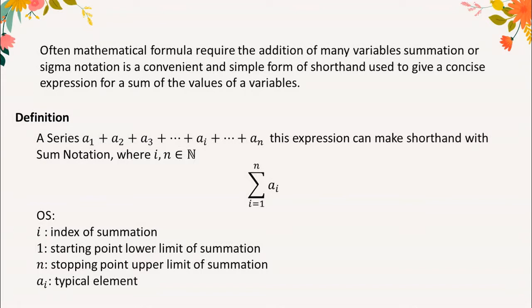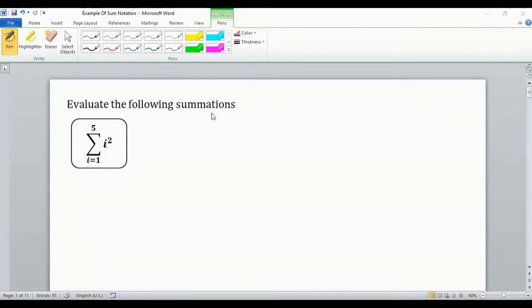So without further ado, let's jump to the example. Evaluate the following summation: sigma i equals 1 until 5 of i squared. So from here the starting index is 1, so we can change the i to be 1 until 5. So it is 1 squared plus 2 squared plus 3 squared plus 4 squared plus 5 squared, everyone.